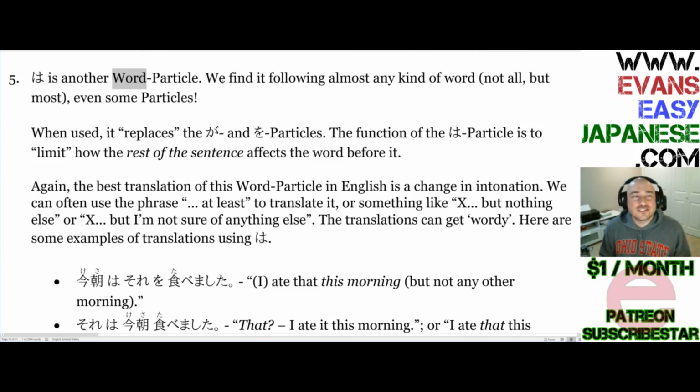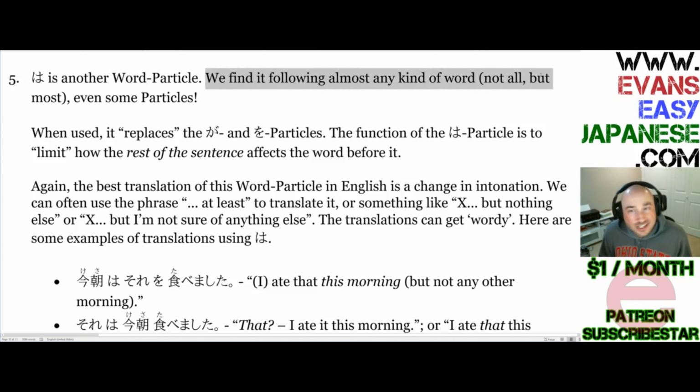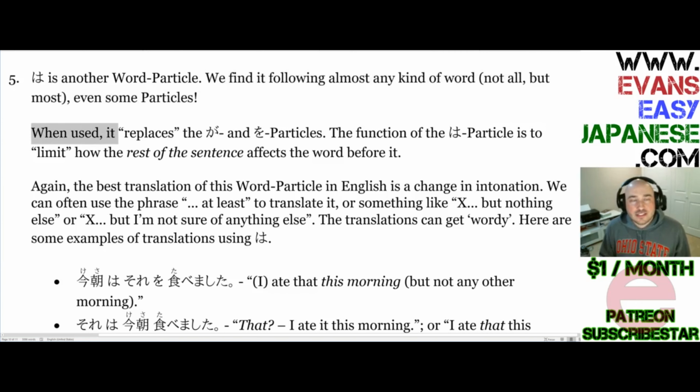There's sentence particles, there's clause particles, and there's word particles. And this is a word particle. All right, we find it following almost any kind of word. Not all, but most. You'll even find it after particles. That's exciting, I know. When used, now this is important, a lot of people don't really catch this, it replaces ga or o. It replaces other stuff. Well, actually, no, it only replaces ga and o. What am I talking about?